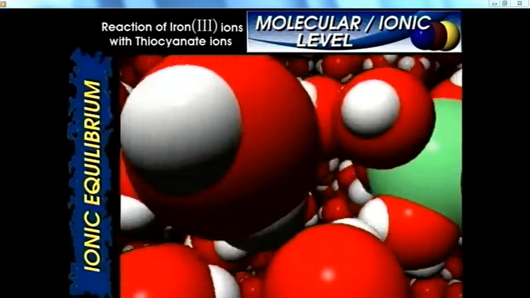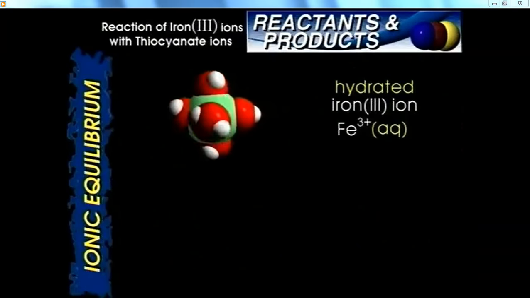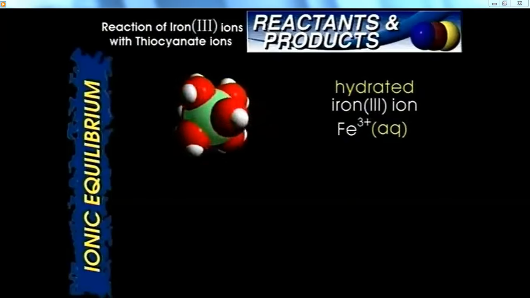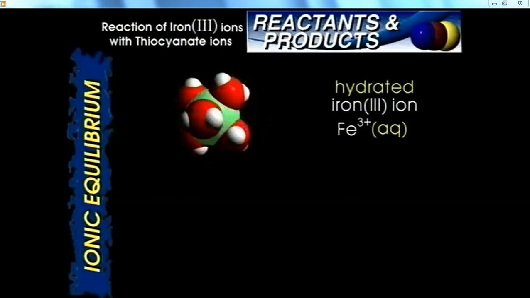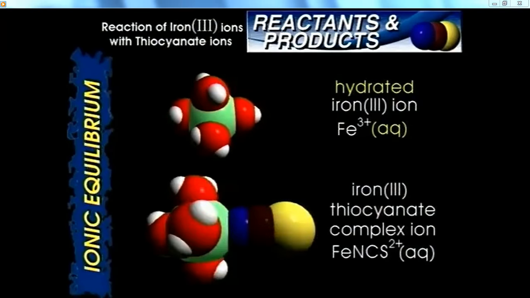The reactant and product complexes absorb visible light of different wavelengths, so the color of the solution indicates which complex predominates. The lower ball and stick structure shows how the atoms are connected.